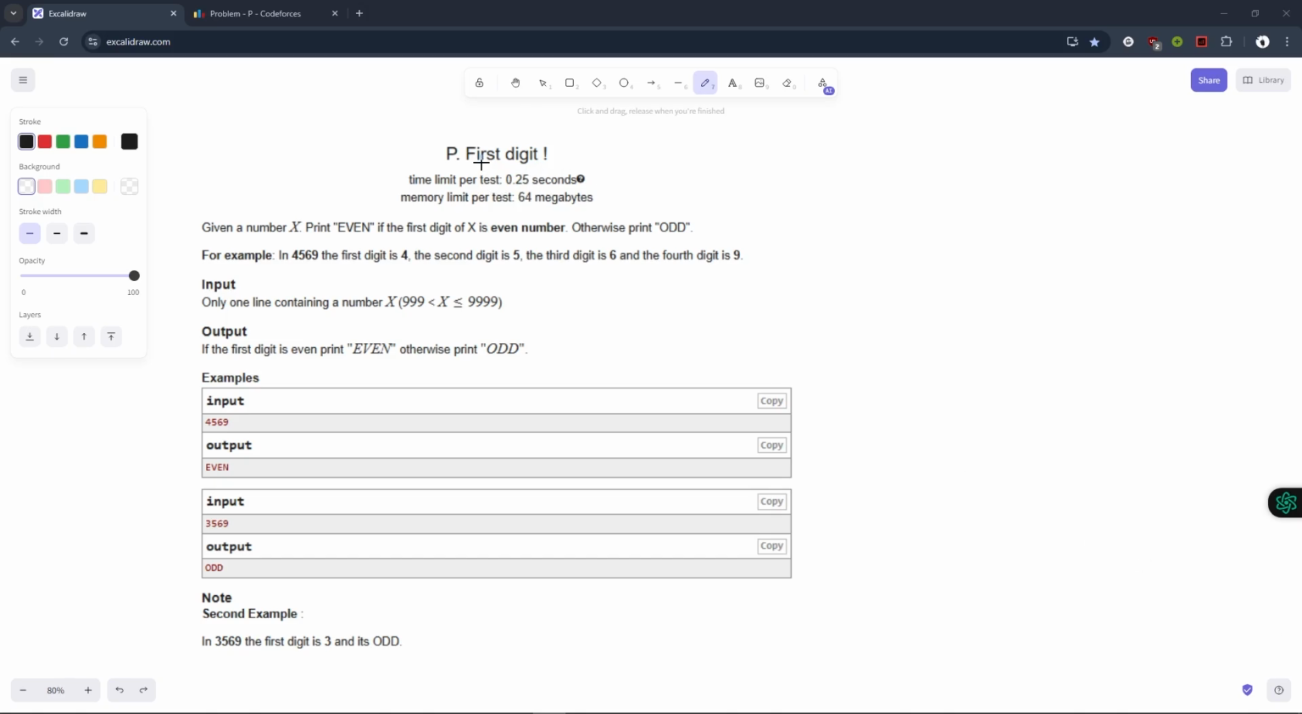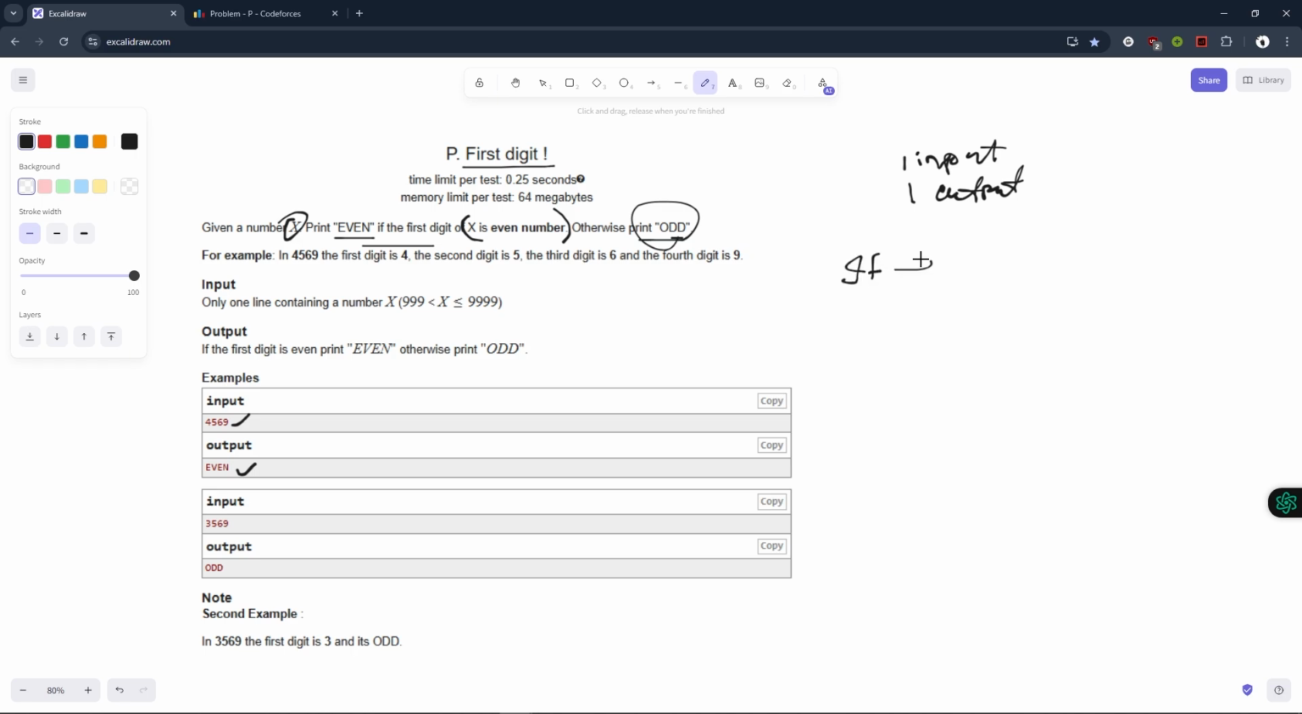Today I'm gonna solve a problem called First Digit in Codeforces. There's going to be a line of input and a line of output, as simple as that. So we got the information: one input and one output. Input is going to be a given number x, and we have to print even or odd. If x is even, then even, or else it's odd.